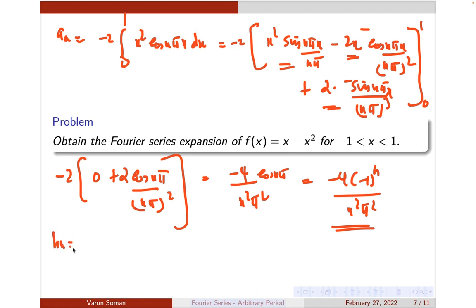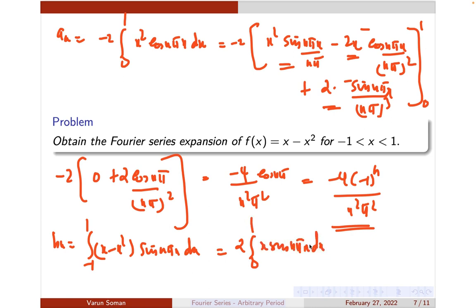Bn will actually be 1 by L, integral from minus 1 to 1 of x minus x square into sin n pi x by L dx. So this will become 2 into integral 0 to 1 of x sin n pi x dx. Why? Because x into sin n pi x is an even function, since x is odd and sin n pi x is odd. Here x square is even and sin n pi x is odd, so the integral of x square sin n pi x will become 0.